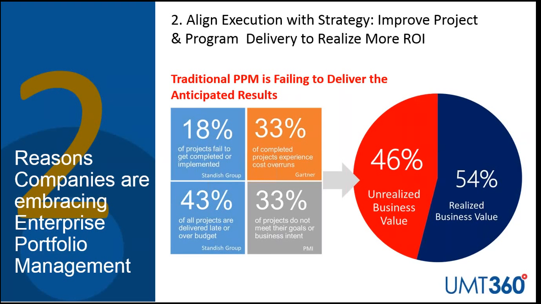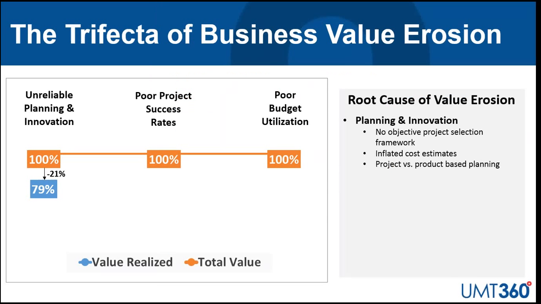At UMT, we've been in the PPM game even before it was referred to as PPM, and from our research, we see that these stats result in organizations failing to achieve around 46% of the planned business value from their project and program investments. Another way to look at that is that 46% of the investment in these portfolios is at risk.